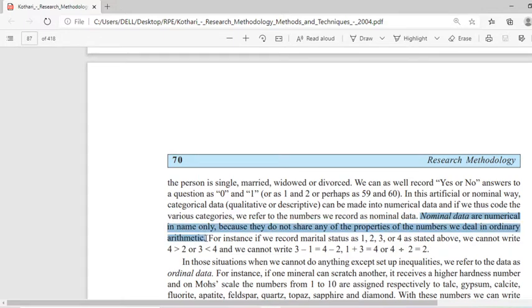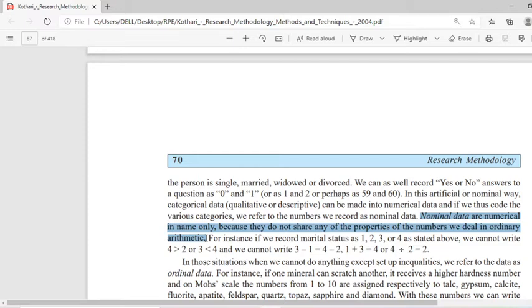We know that in mathematics we can say that 2 is bigger than 1. At the same time, in the case of yes or no questions, yes is not bigger than no, or no is not bigger than yes. That is just representation only. So that type of data is called nominal data.